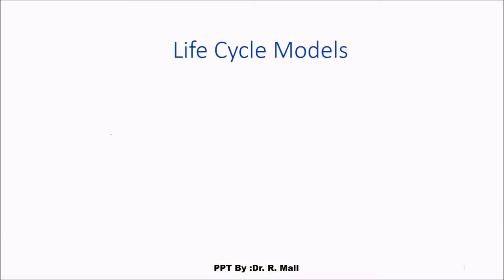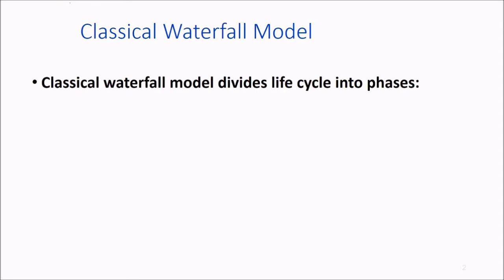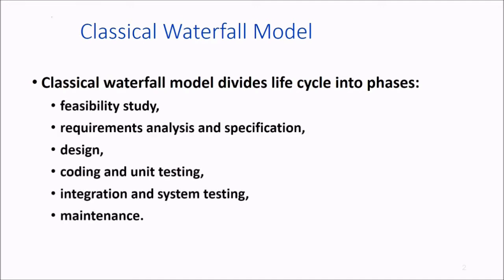Now we are on to life cycle models in software engineering. As we have discussed earlier, we are going to see a few revolutionary and marked models. So first is the classical waterfall model, and it divides the life cycle into phases. As we know, life cycle means different phases, and in between various activities are carried out and they have proper exit and entry criteria.